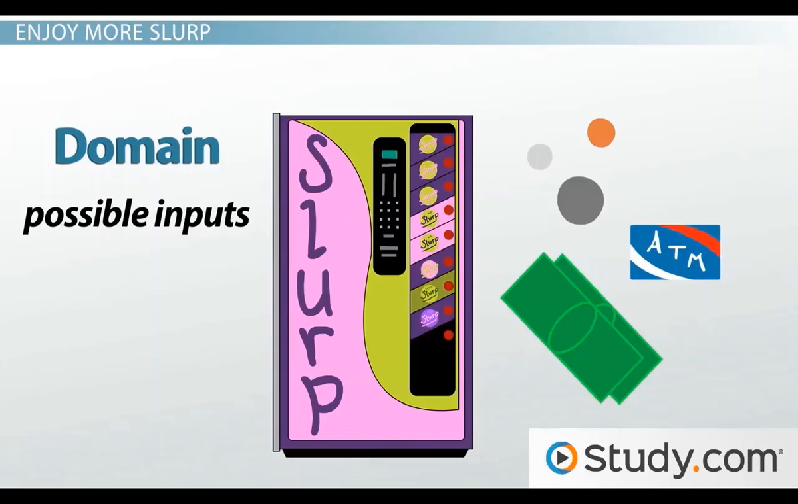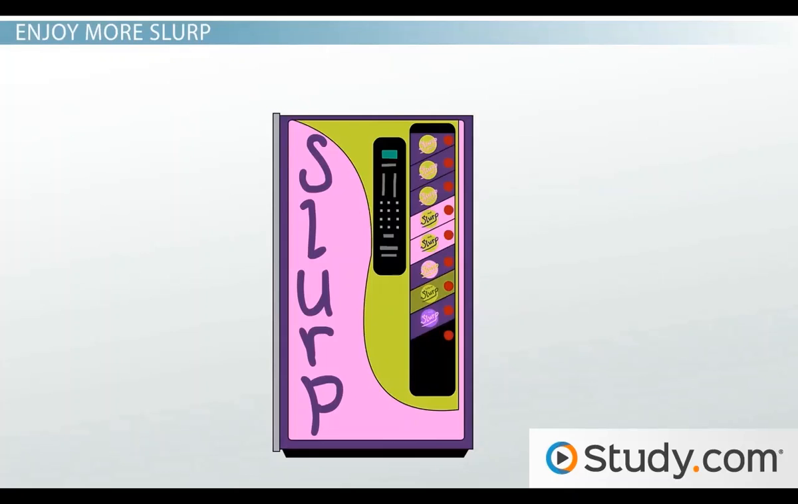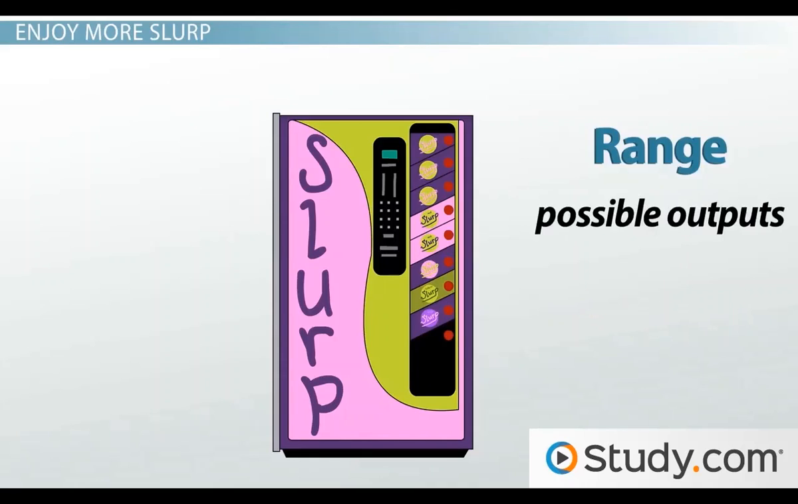But along with there being a limited number of things you can put into the machine, there are also a limited number of things you might get back out. No matter how you pay, there's no way you're going to get a cheeseburger back out of that machine. Let's go ahead and say that the only possible sodas you can get from this machine are regular, diet, and lemon lime. That makes these three things the range. The range of any function is the collection of possible outputs.